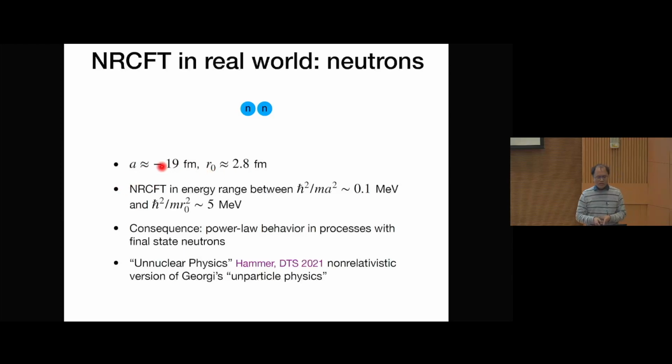So the non-relativistic conformal field theory is valid approximately within a range of energy determined by these two length scales, which is about 0.1 MeV and about 5 MeV. Almost 2 decades of energy is covered by the non-relativistic conformal field theory. And I will try to tell you that this leads to a power law behavior of the scattering rate of processes where final state neutrons are emitted. This was done in a paper that Hans Hammer and I wrote in 2019. We pointed out that there is a non-relativistic version of Georgi's unparticle physics in nuclear physics, and we call that a phenomenon of nuclear physics.